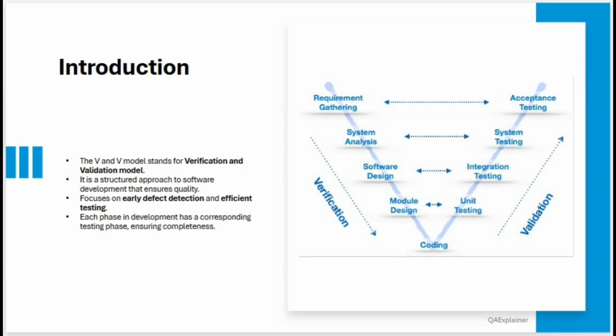Like Agile, there is no such concept called verification and validation. Similarly for the Waterfall model also, but in the V model it is there. So that's why it is still used by lots of different projects. Basically, the V model focuses on early defect detection, and it is known for efficient testing.